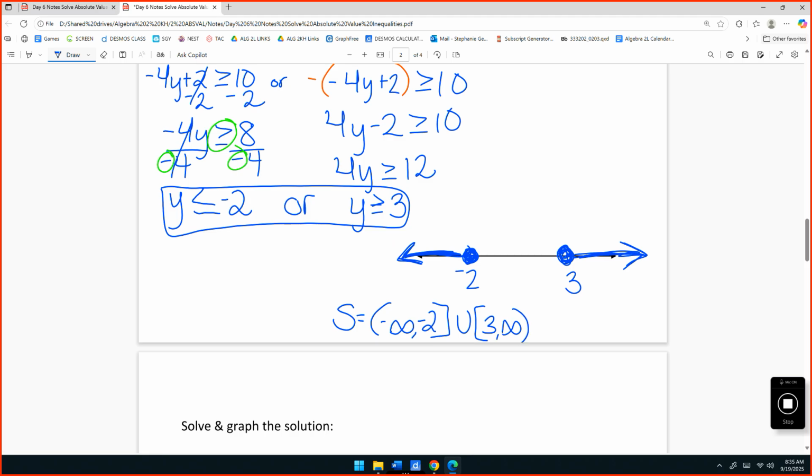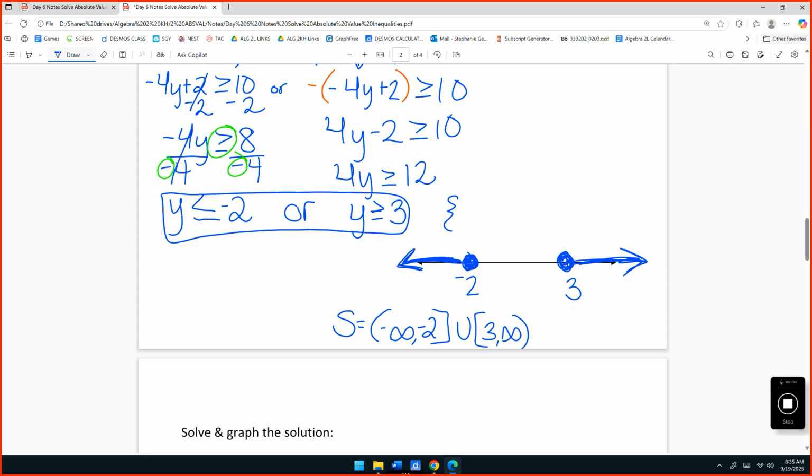Or if you want set builder notation, I guess I'll put that up here. But you gotta make sure you get the variable right. What is it? It's y, okay. Set of all y such that y is less than or equal to -2 or y is greater than or equal to 3. Either one of these, that or that. Okay? Any questions I can answer before we do the last one of the day?